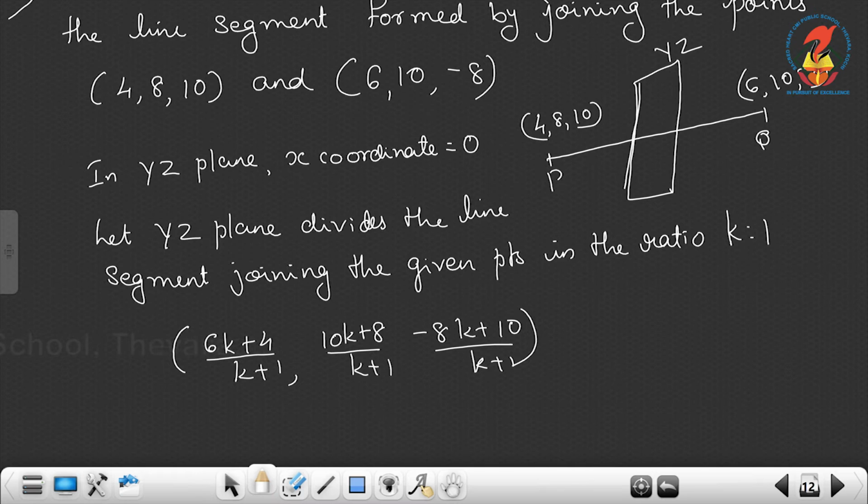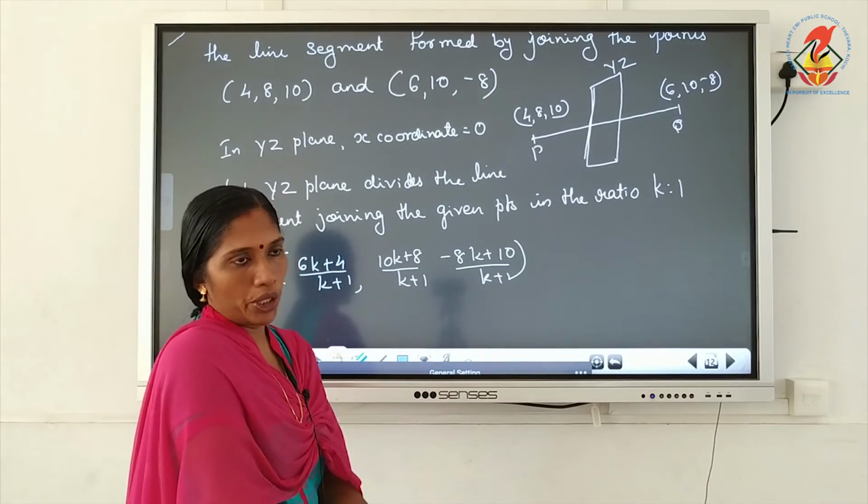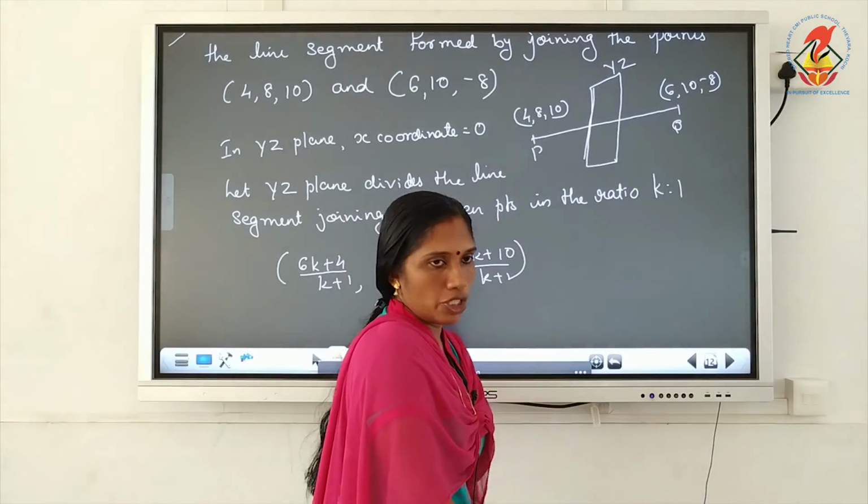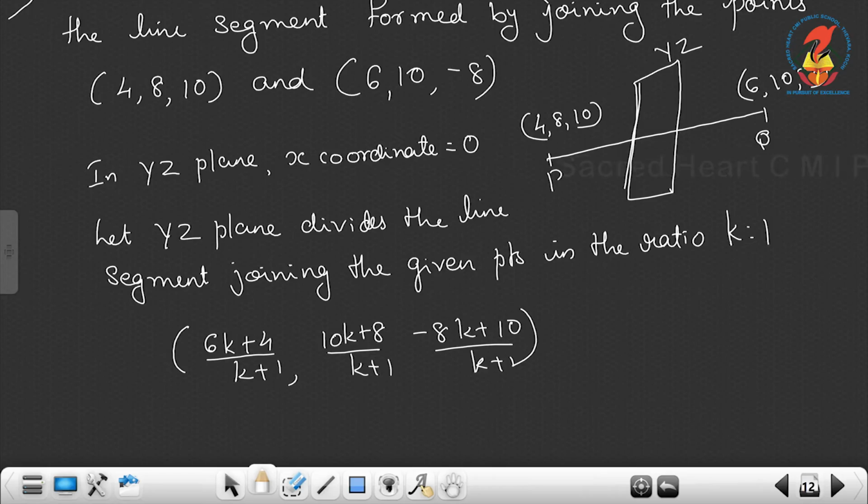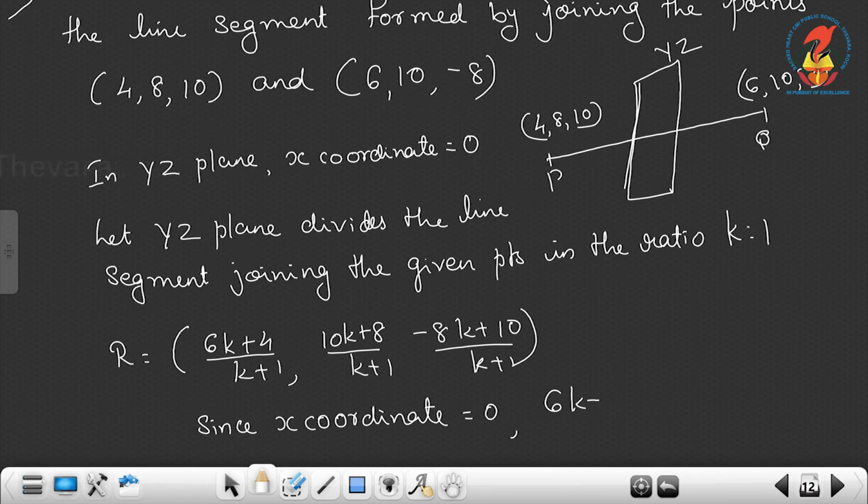Okay. So, this YZ plane divides the line segment joining the given points in the ratio k is to 1, which means in the YZ plane there will be a point that divides this PQ in the ratio. That is the meaning. So, let this be equal to some R. R is a point in YZ plane. Now in YZ plane the x coordinate is 0. So we can equate x coordinate to 0. Since x coordinate is equal to 0, we can write 6k plus 4 by k plus 1 is equal to 0.